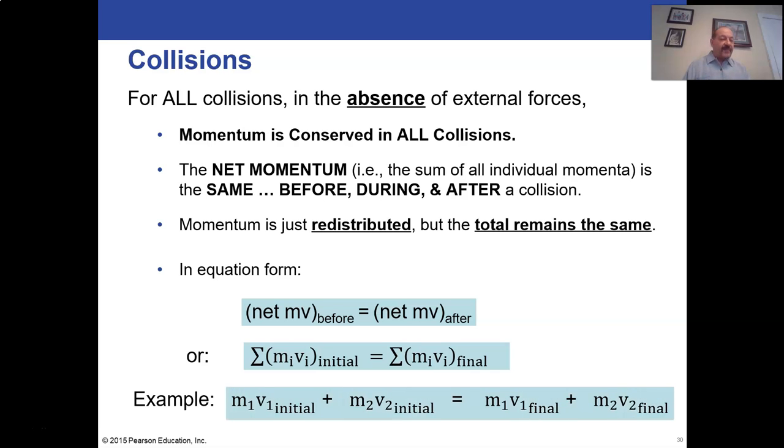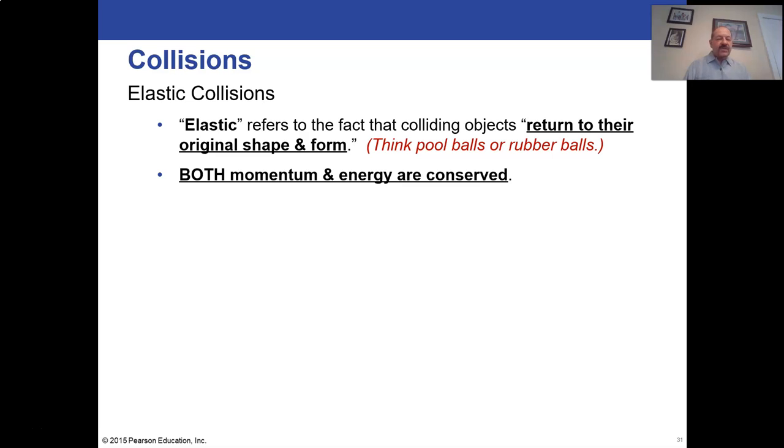So here's an example of that with two particles before and after. You have the initial momentum of particle 1, the initial momentum of particle 2. Add them together. It should be the sum of the particle momenta after the collision, the final ones. So there are two basic kinds of collisions: elastic collisions and inelastic collisions. Both have conserved momentum. That doesn't change.